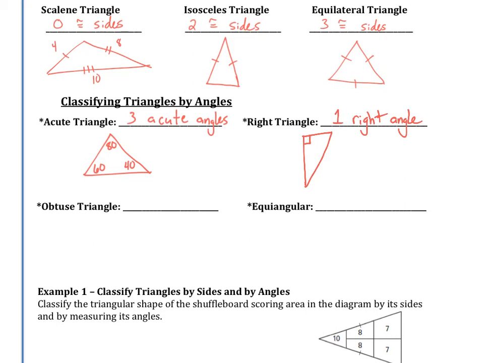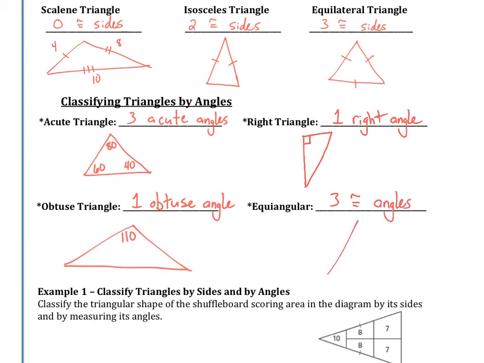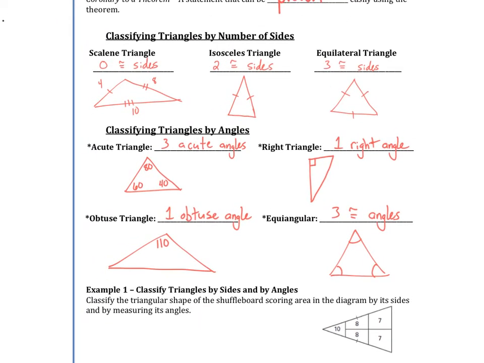An obtuse triangle would be a triangle that has one obtuse angle. So it could be like that. A triangle that has one angle that's clearly bigger than 90. In this case, we'll call it 110. But it could be any triangle with one angle bigger than 90. And then equiangular is three congruent angles. So it'll look like that. All three angles are congruent. So that's how we classify triangles, by sides and by angles.